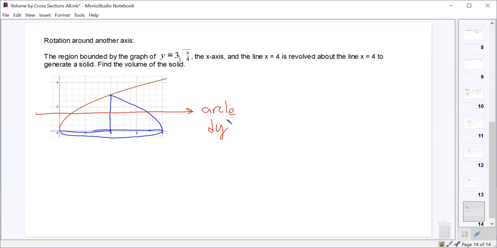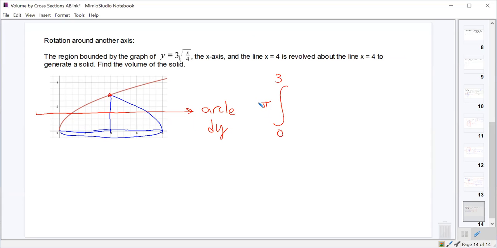Everybody agree with that? Yeah. All right. So what variable do you think we should integrate in? Y. Probably in terms of y, which means we're going to have to figure out what is the lowest value of this region. What's the lowest value? 0. And what's the largest value of this region? 3. Put this point up here.